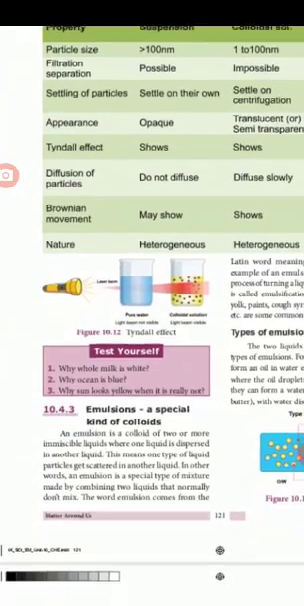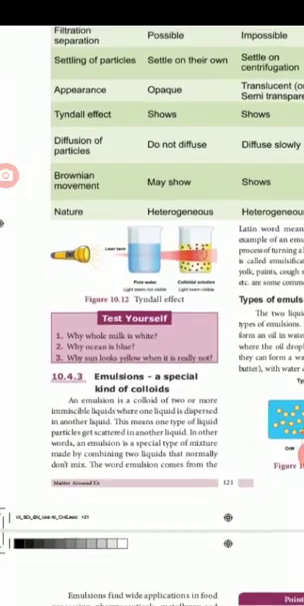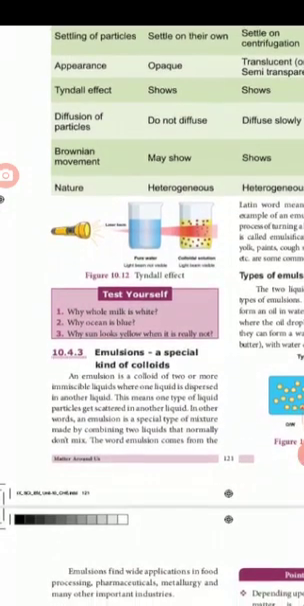Okay, see the test yourself question. Why is whole milk white? Because the casein present inside the milk is in a high ratio, and the color of casein is also white. The light passes through the milk, and since casein is present in high amount, the milk looks like a white color.